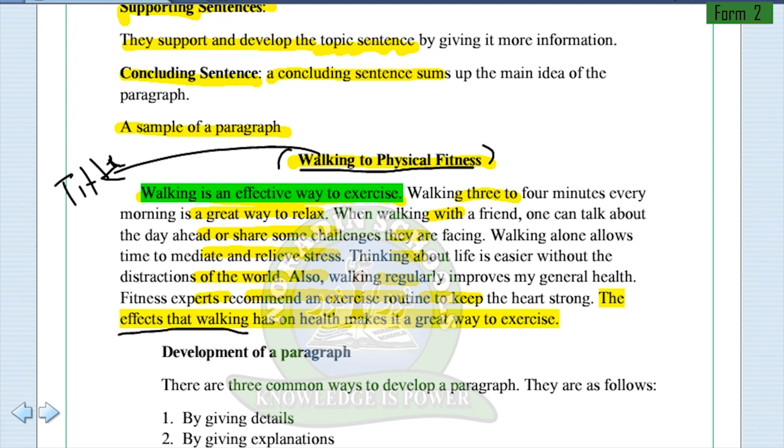The last one. Here we have the effects that walking has on health make it a great way to exercise. This is the last sentence of a paragraph. It summarizes the whole point that we have discussed in the supporting sentences. On the other hand, this sentence restates, that means it says again, the topic sentence. That is the concluding sentence. Let's recap.